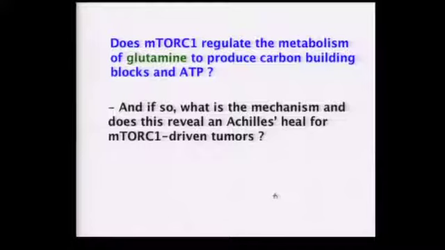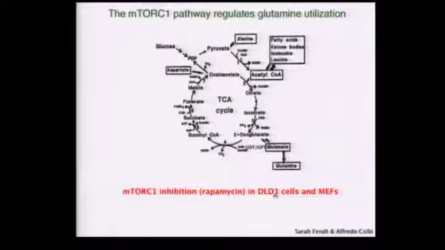That's what we're all about here. What is the mechanism? And does this reveal an Achilles heel for mTORC1 driven tumors? So this is the TCA cycle and glycolysis and fatty acid metabolism. And PPP is in here somewhere. And what do we know about TORC1 and metabolism?